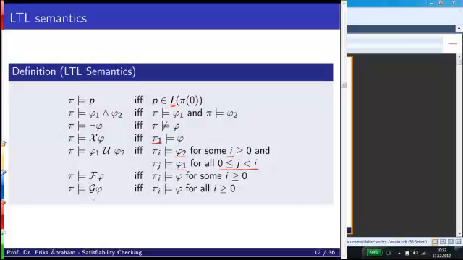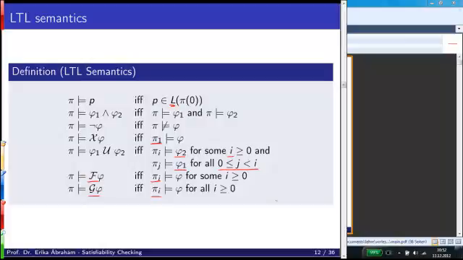And eventually and globally, actually, we do not need to define because these are syntactic sugar, but sometimes they are used as normal elements of the language. So eventually phi, if you want to define the semantics, means that there exists a state along the path such that the path from this state on satisfies phi, and globally phi means that it holds for all states.